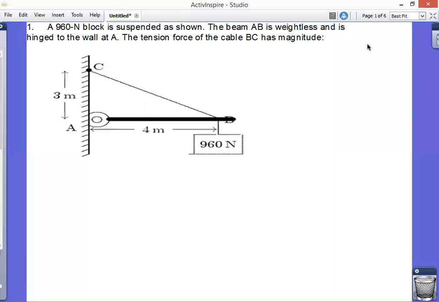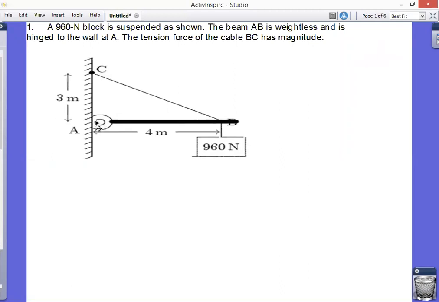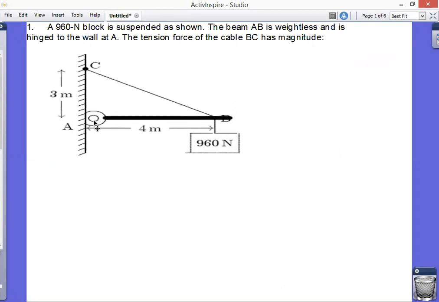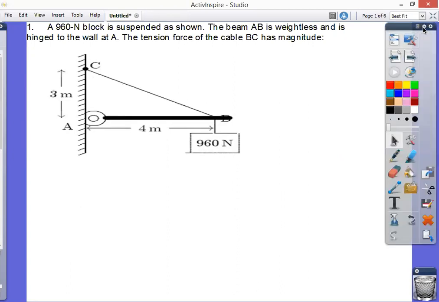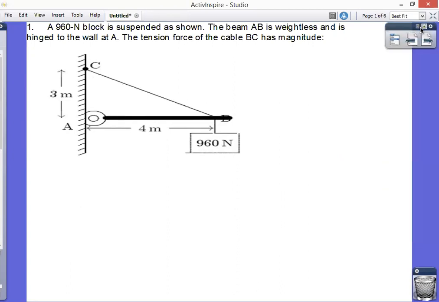Let's begin with question number one. The question is asking us: a 960 Newton block is suspended as shown, and the beam AB is weightless and is hinged to the wall at A. Over here, it is hinged. We are going to find the magnitude of the tension in the BC cable.